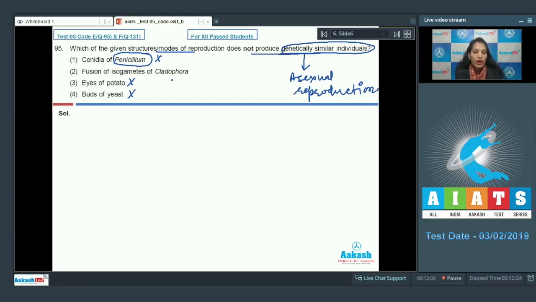Second one, fusion of isogametes of cladophora. When there is fusion of gametes, it is sexual reproduction, and sexual reproduction brings variations. Hence, the individuals are not genetically similar. So the correct option for the given question is option number 2. Let's move on to the next question.